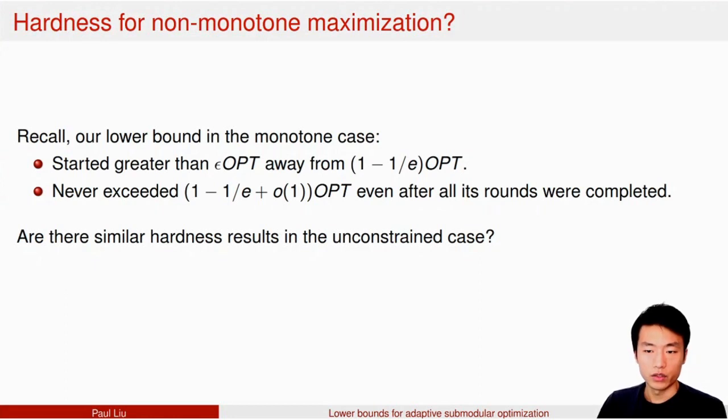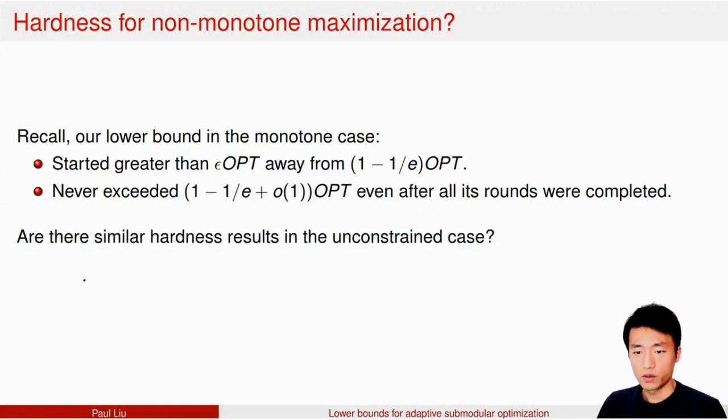And no matter how many rounds we use, it never exceeds 1 minus 1 over e plus little o of 1, where the little o of 1 is about 1 over poly n large. And it's also independent of the constant epsilon, since this is the hardness instance we embed in G. So even after all its rounds were complete, it could not achieve more than 1 minus 1 over e.